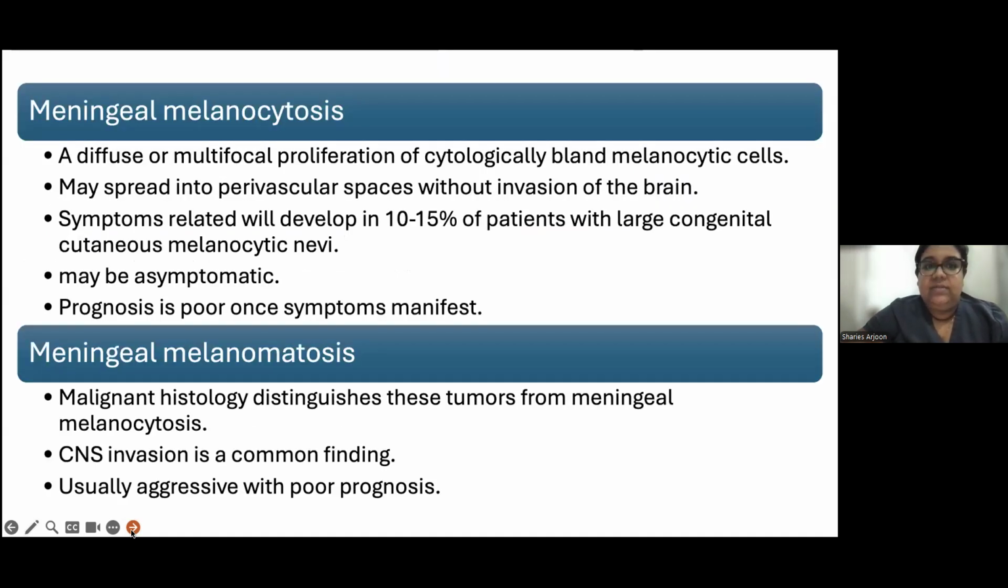So, meningeal melanocytosis is a diffuse or multifocal proliferation of cytologically bland melanocytic cells, and they may spread into the perivascular spaces without invasion of the brain. Symptoms will develop in 10 to 15% of patients with large congenital cutaneous melanocytic nevi, and they may be asymptomatic. Prognosis is poor once the symptoms manifest. With meningeal melanomatosis, malignant histology distinguishes these tumors from meningeal melanocytosis, and CNS invasion is a common finding, usually aggressive, with poor prognosis.